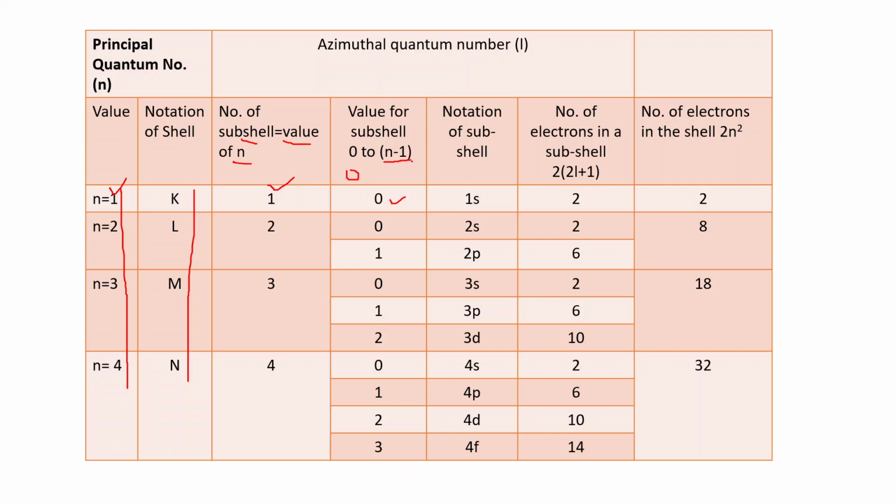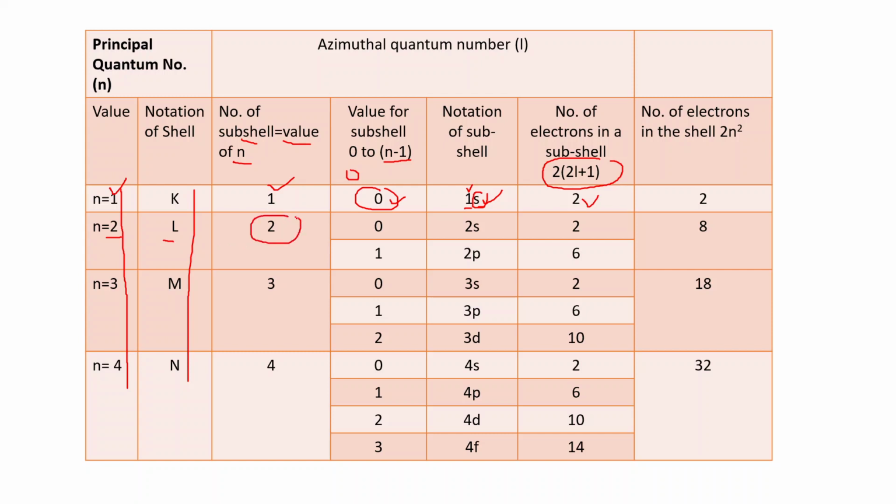That's why, for the first shell, n is equal to 1, so 1 minus 1 is equal to 0, and this 0 subshell is represented by s. This subshell is present in the first shell, that's why 1 is written first. This 1 represents the principal quantum number, and this s is the notation for the subshell. Is it clear? And the number of electrons: this is the s subshell, that's why the number of electrons is 2, and this can be calculated using this formula.